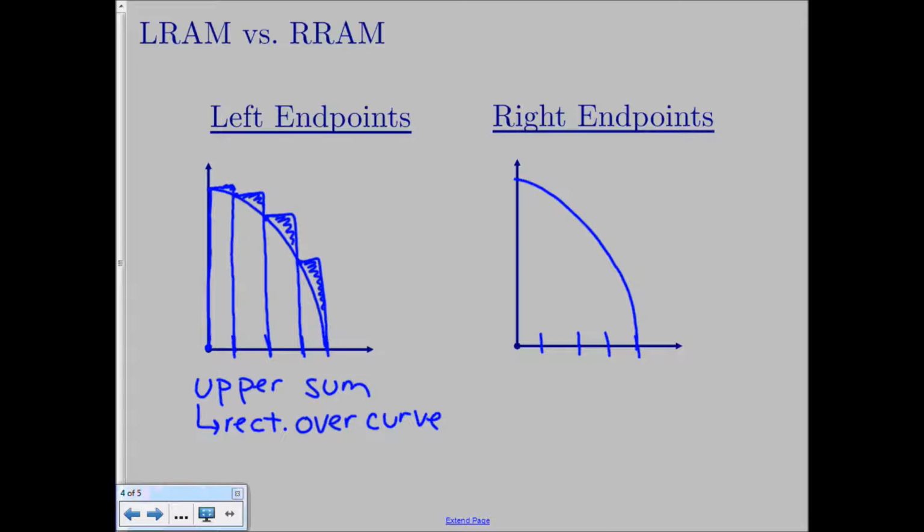So you're going to split your interval up into however many rectangles you have, and then you're going to go to the right endpoint of each one, draw up, and then over to form your rectangles. So for this case, we're going to have what's called a lower sum, because the rectangles are all under the curve.